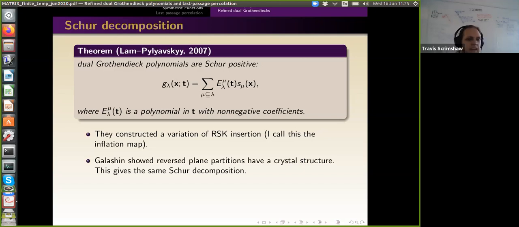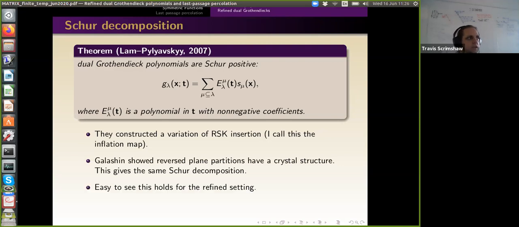And because I cannot resist, I have to at least mention that there's a crystal structure on reverse plane partitions given by Pavel Galashin. And this is another way you can show that it's Schur positive. And in fact, how Lamb and Pielowski grouped the reverse plane partitions together into Schur functions is precisely given by this crystal structure.